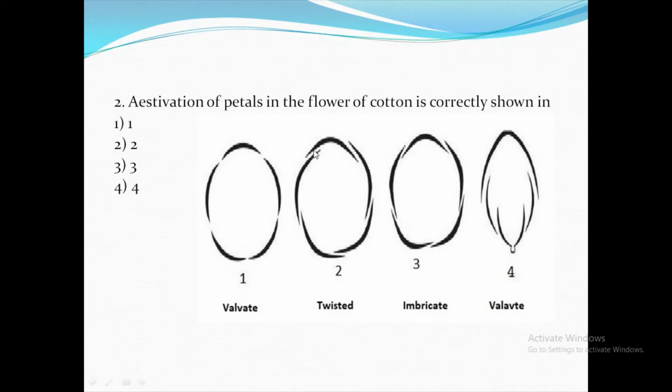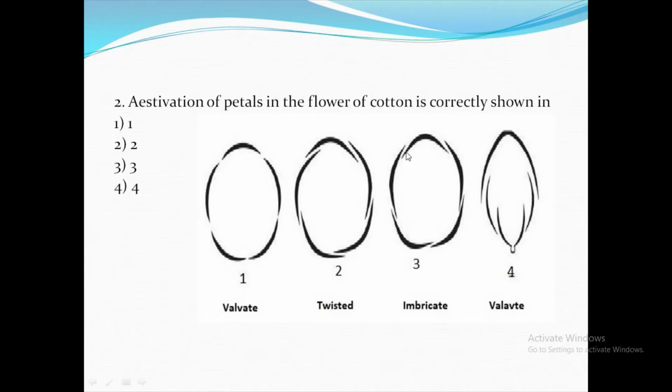So in twisted estivation, the margin of one petal overlaps the next petal, and the other margin is overlapped by the previous petal. Or you can say the margin of one petal overlaps the previous petal, and the other margin of the petal is overlapped by the next petal. Then it is twisted estivation. In valvate estivation, the margins of the petals just touch each other. That is valvate estivation.